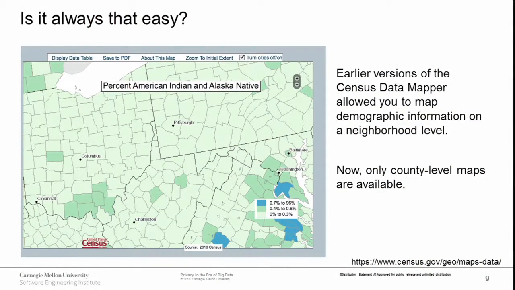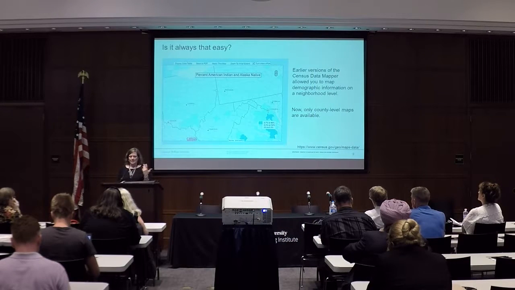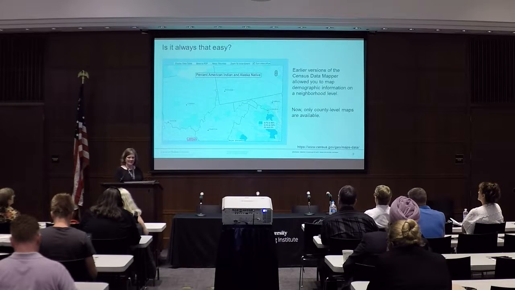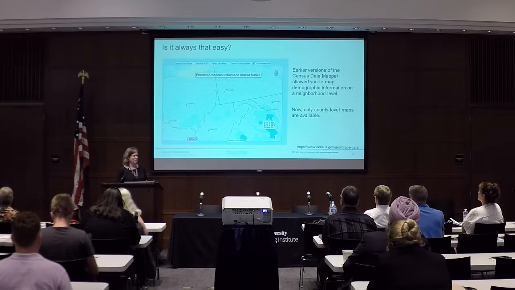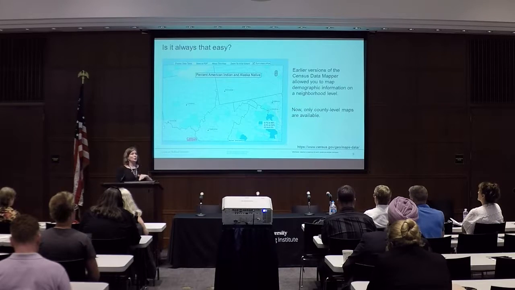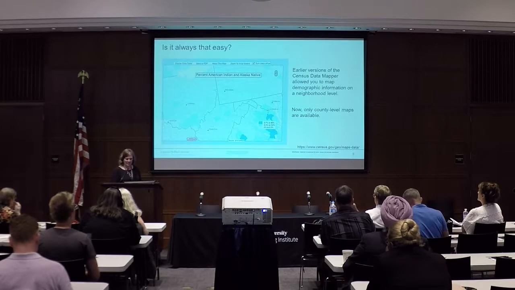Is it always that easy? So the Census Bureau was one of the first places to deal with this problem, because it's their job to collect data about Americans, and they want to release as much of it as possible. And so earlier versions allowed you to look at a neighborhood level. So this is a map that I pulled off very recently, and it's only showing at the county level the percent American Indian and Alaska Native. And so you can see in that particular region of the country around the Alleghenies, those numbers are pretty small. If I plot those numbers on a city level, if I plot those numbers on a block by block level, I start to identify individual people. And so they realized very quickly, you can't do that. And so now they only offer county level data.